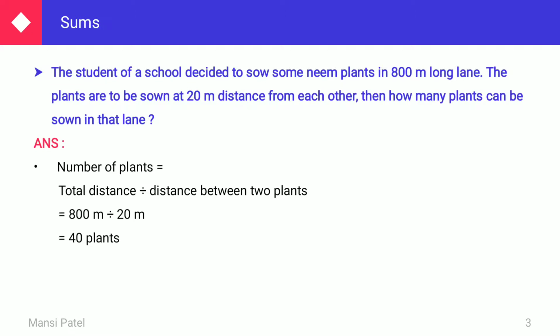Now see here, whenever you are doing the division, at that time you are taking the distance between two plants. So at that time one plant is remaining. So after that you have to add plus one plant. 40 plants plus 1 plant is equal to 41 plants. So we can say that in an 800-meter long lane, students can sow 41 plants.